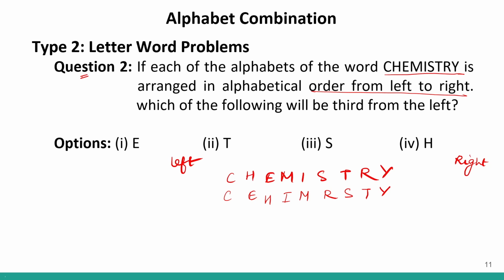We have to find out which of the following will be third from left. So third from left will be 1, 2, 3. Third from left will be H. So answer will be option number 4, H. Okay? Answer will be option number 4, H. Right?